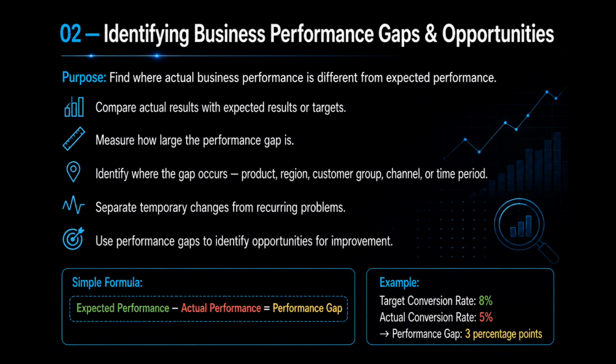It's also important to separate temporary changes from recurring problems. Finally, use these performance gaps to identify opportunities for improvement. The simple formula is expected performance minus actual performance equals performance gap. For example, if the target conversion rate is 8%, but the actual conversion rate is 5%, the performance gap is 3 percentage points.